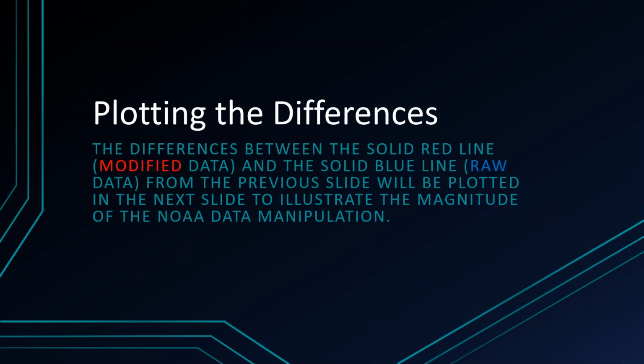Plotting the differences. The next slide will feature a plot illustrating the differences between the solid red line, representing modified data, and the solid blue line, representing raw data, from the previous slide, to demonstrate the extent of the NOAA data adjustments over time.